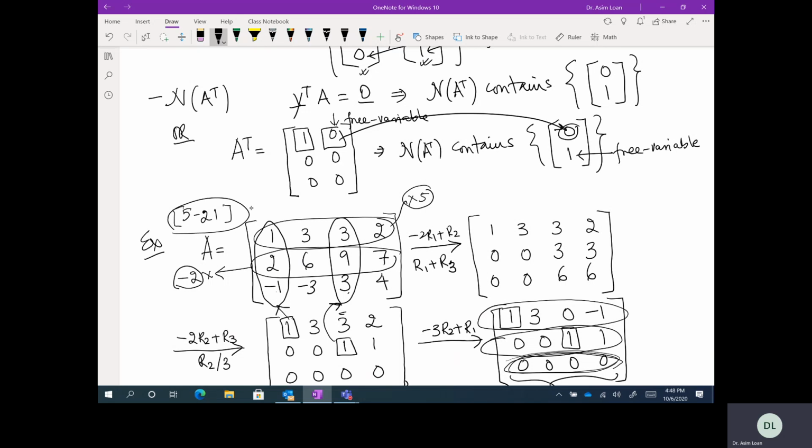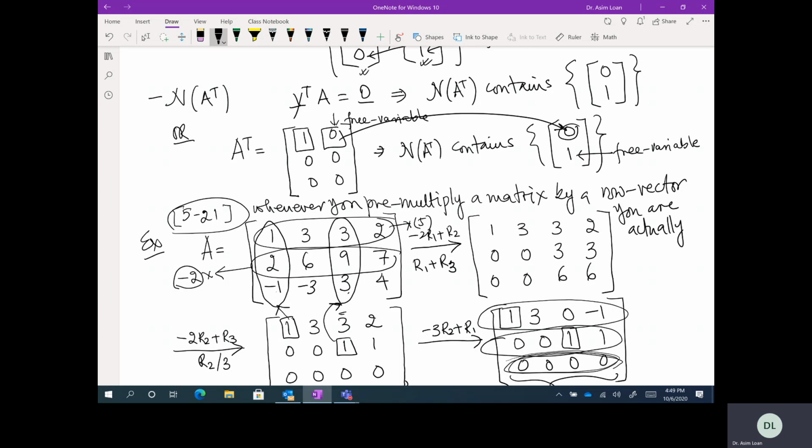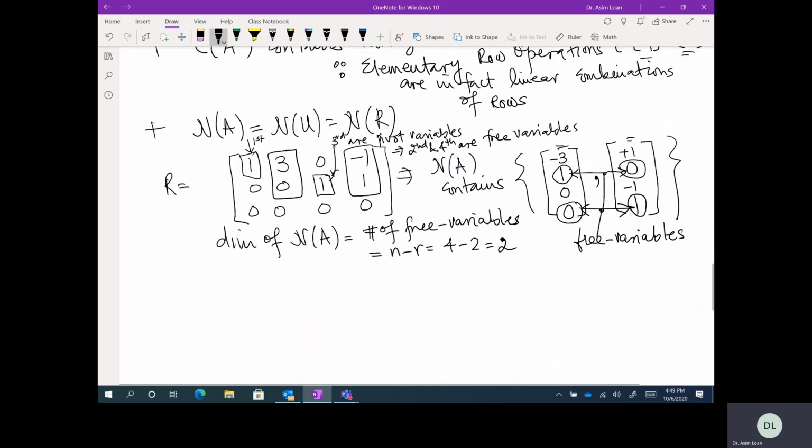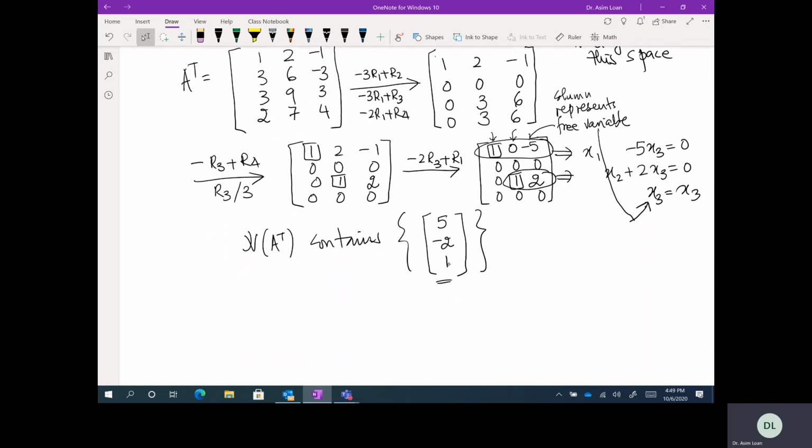So whenever you pre-multiply a matrix by a row vector, you are actually taking combinations of rows of the matrix. And whenever you post multiply, you are actually taking the combination of the columns of the matrix. So this one is all right. So this is one vector, and this gives you the same result.